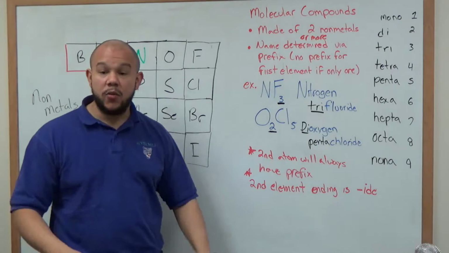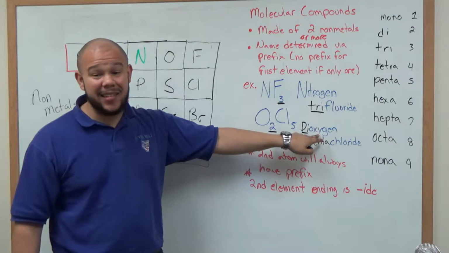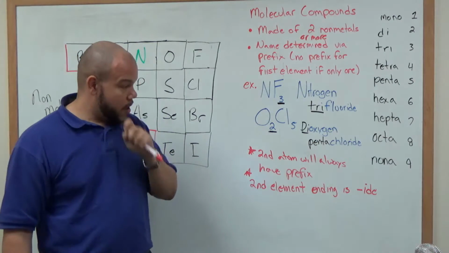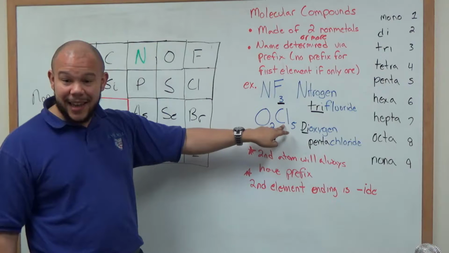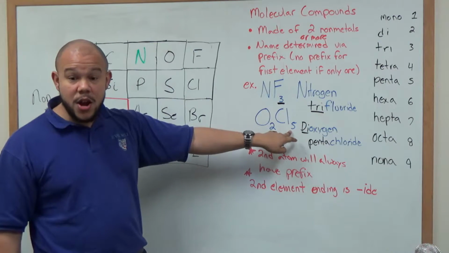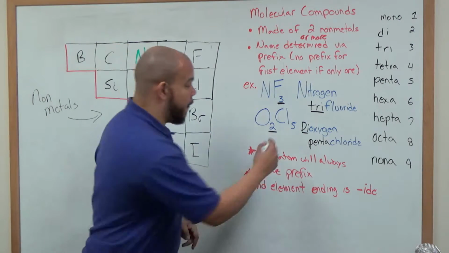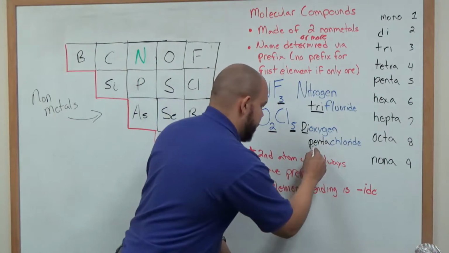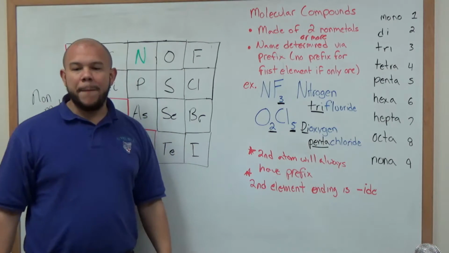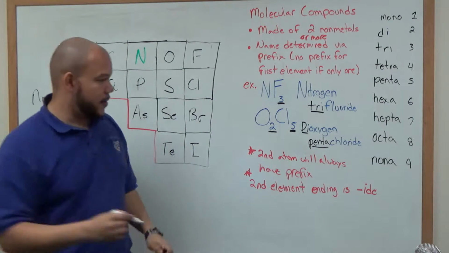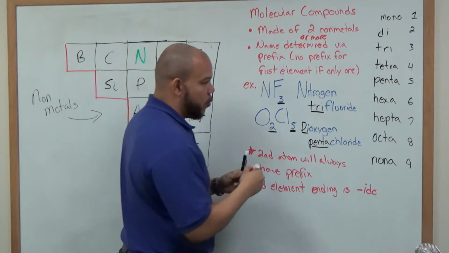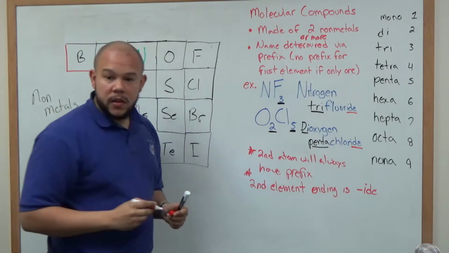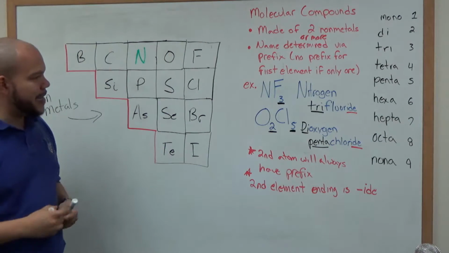So dioxygen, remember, we do not add anything to the end of the name. We only add a prefix. From there we look at the next element and the number of atoms. We see that we have 5 atoms. 5 is penta, and we end up with pentachloride. So we see that this IDE is due to the second element always having IDE.